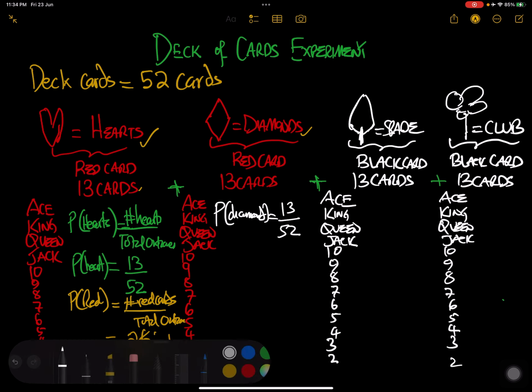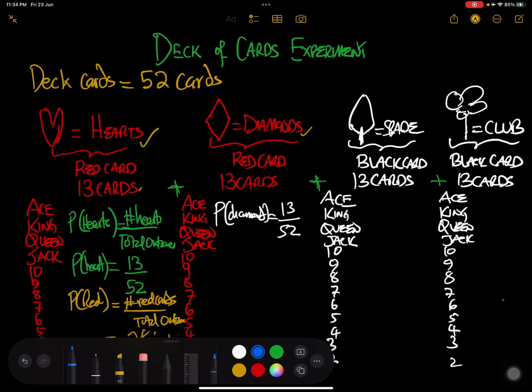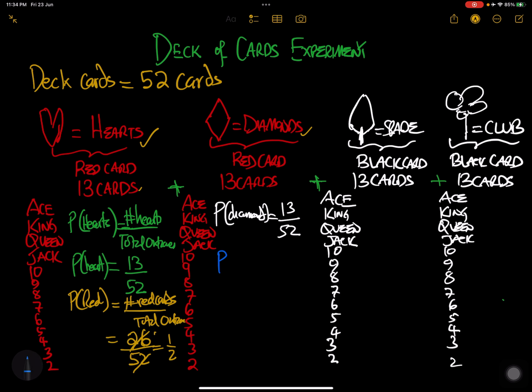Let's say that we're also being asked to find the probability of drawing a spade. Let me write it here. The probability of drawing a spade: the number of spades is 13 divided by the total, which is 52. If we are looking for the probability of a club, it's also going to be 13, because there's only 13 club cards, divided by the 52.